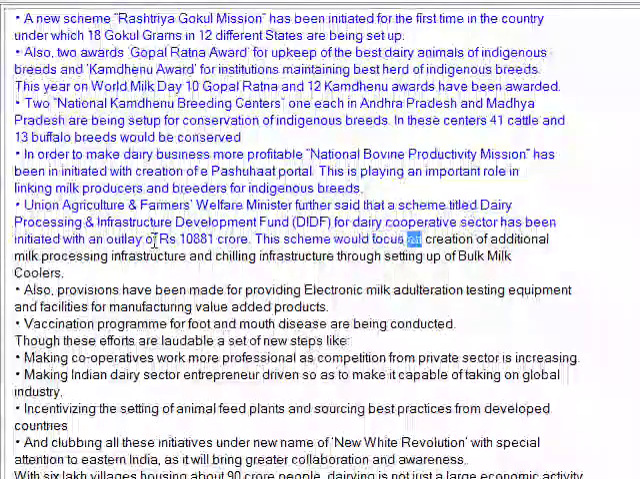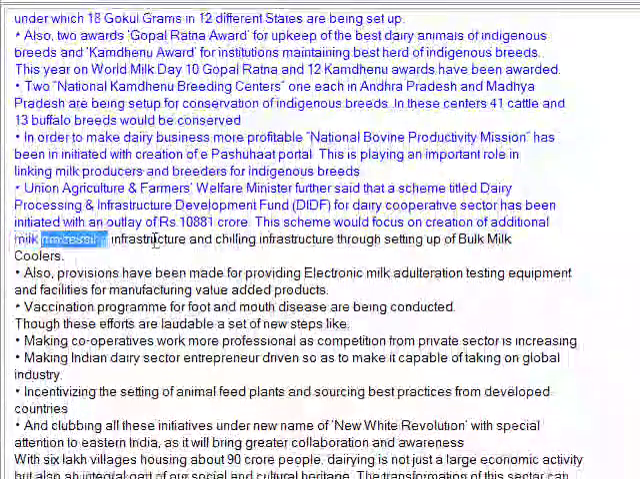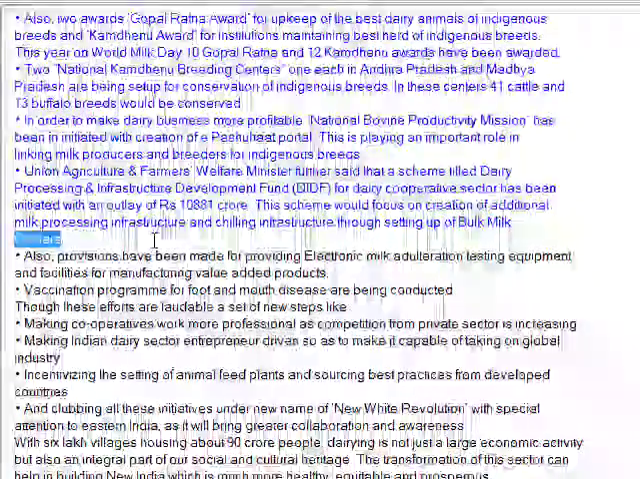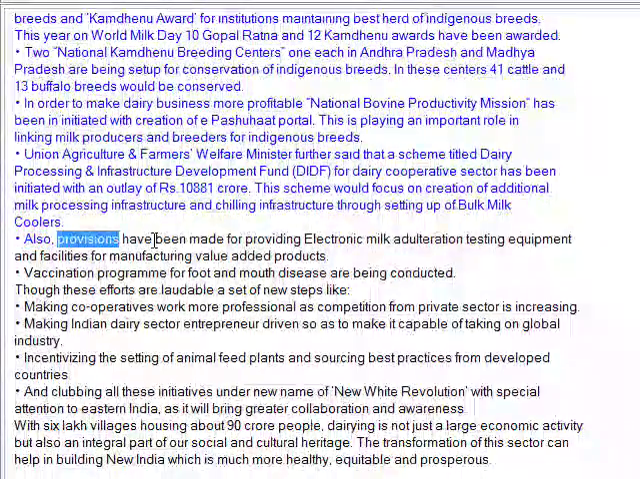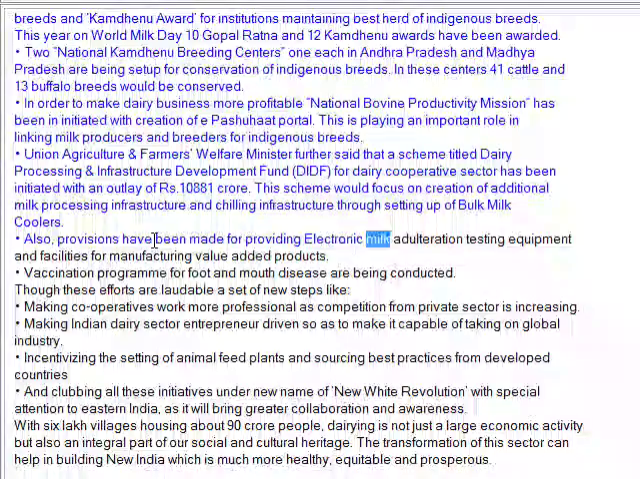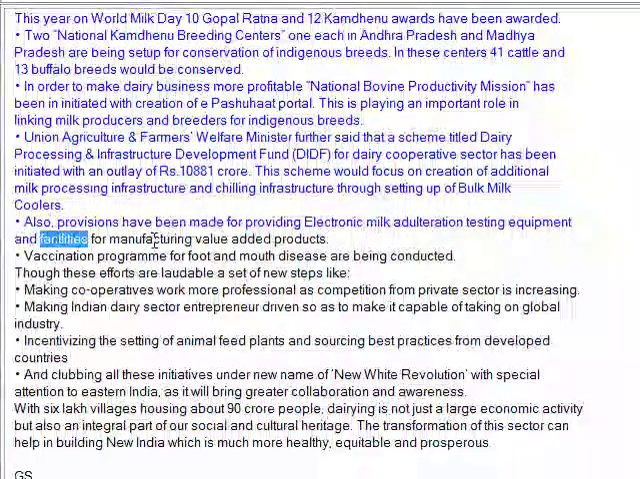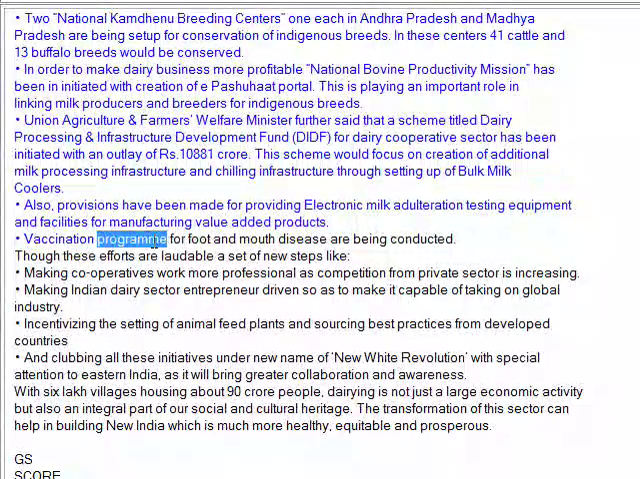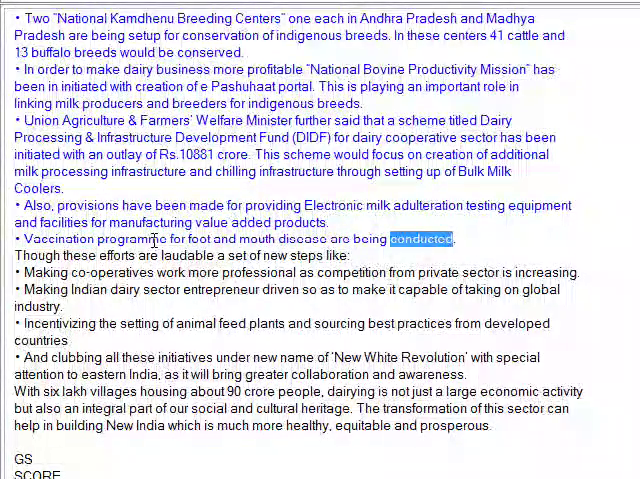This scheme would focus on creation of additional milk processing infrastructure and chilling infrastructure through setting up of bulk milk coolers. Also, provisions have been made for providing electronic milk adulteration testing equipment and facilities for manufacturing value-added products. Vaccination programs for foot and mouth disease are being conducted.